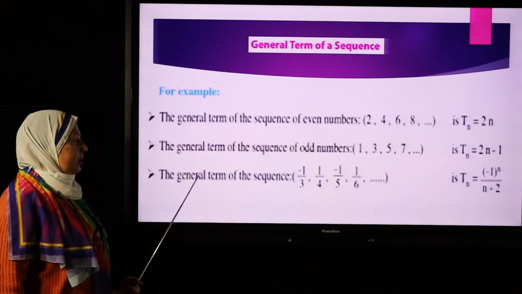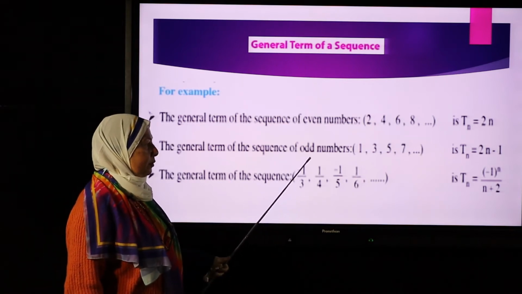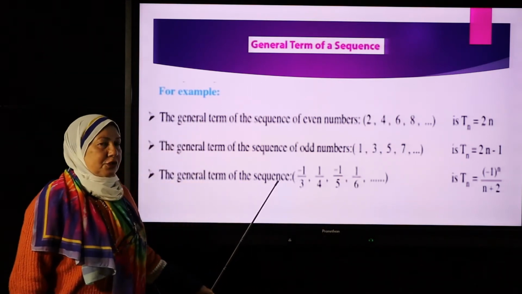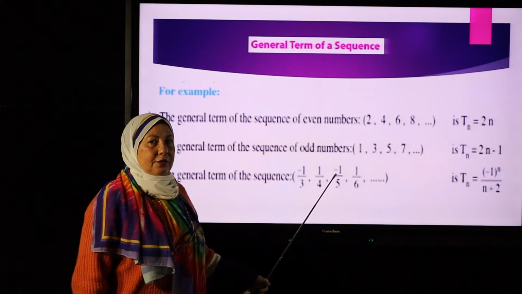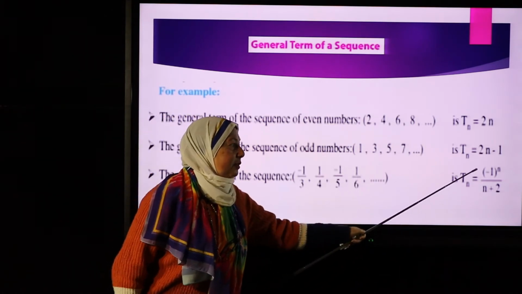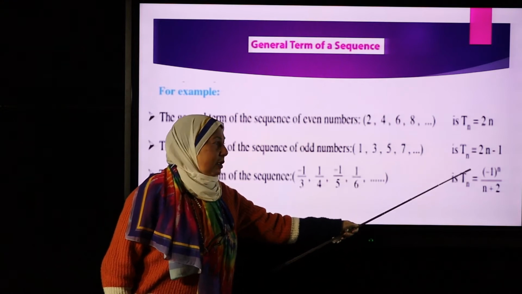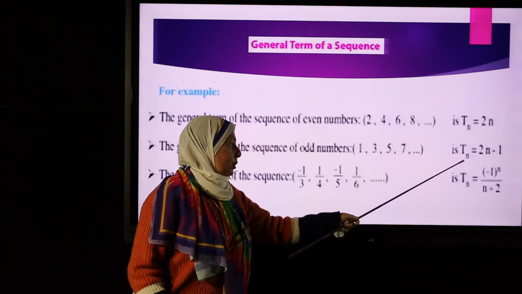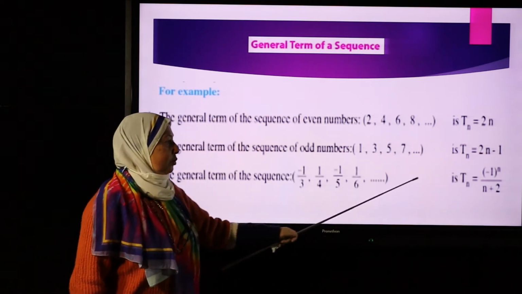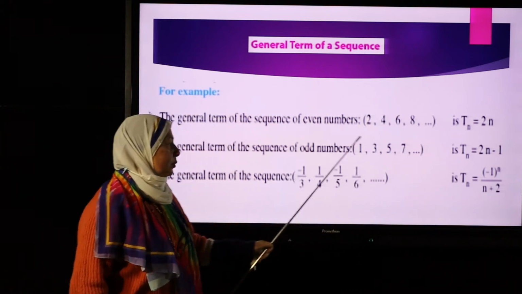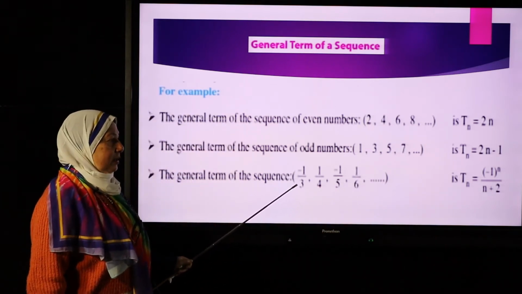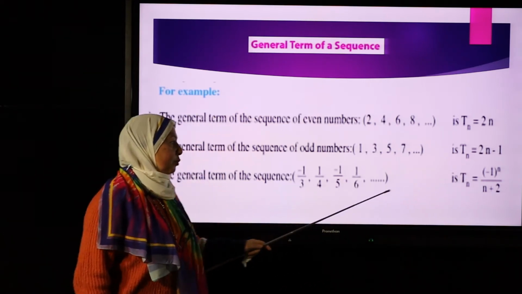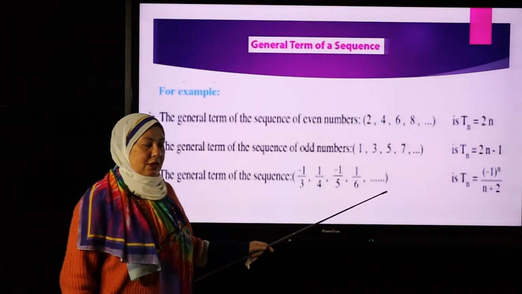General term of the sequence negative 1 over 3, 1 over 4, negative 1 over 5, and so on. Tn: the first term is negative, second positive, third negative, fourth positive, therefore negative 1 to the power n. Negative 1 to the power 1 is a negative number. Negative 1 to the power 2 equals a positive number. The denominators are n plus 2. Why? When n equals 1, 1 plus 2 equals 3. When n equals 2, second term, 2 plus 2 equals 4, and so on for this sequence.